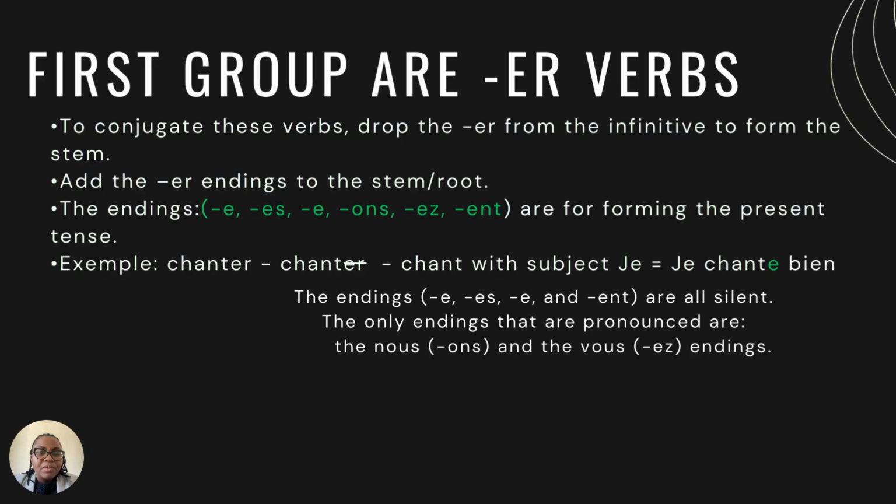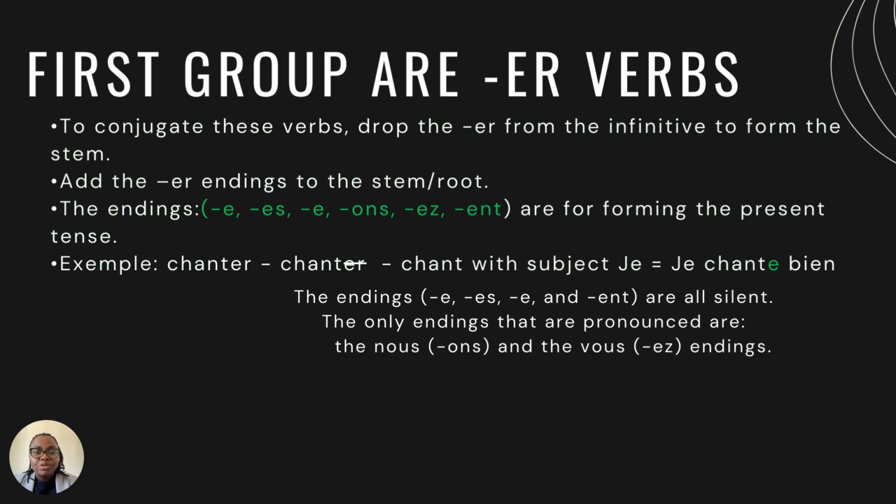An example, we take the verb chanter, which means to sing. Chanter, it's an er verb. It ends with er. So after removing the er crossed out here, you are left with a stem or a root, which is chant. And suppose you want to conjugate with the subject je, you pick out the ending for je, which is e, and you add it to the stem, and you have chante. For example, je chante bien, I sing well.